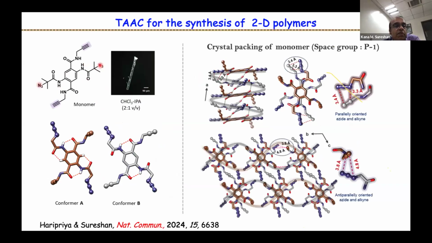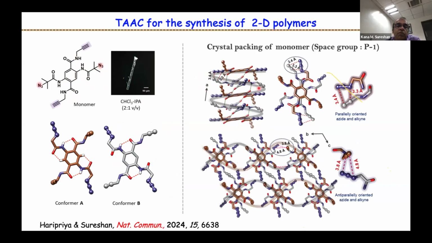We started with this kind of diazide and dialkyne containing a benzene ring. I mean, this is a very simple system. And here is the packing. Again, there are two molecules in the asymmetric unit. They are packed one after the other. This is the one conformer, next conformer, then again the first one, like that. So they are stacked one after the other like this. And with a good distance for the reaction between azide and alkyne, 3.4 and 3.3 angstrom between them. Now, in this fashion, they can react.